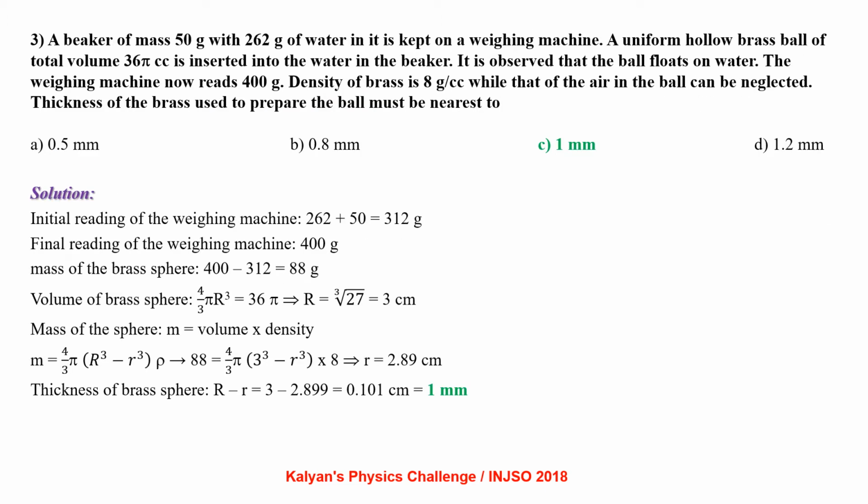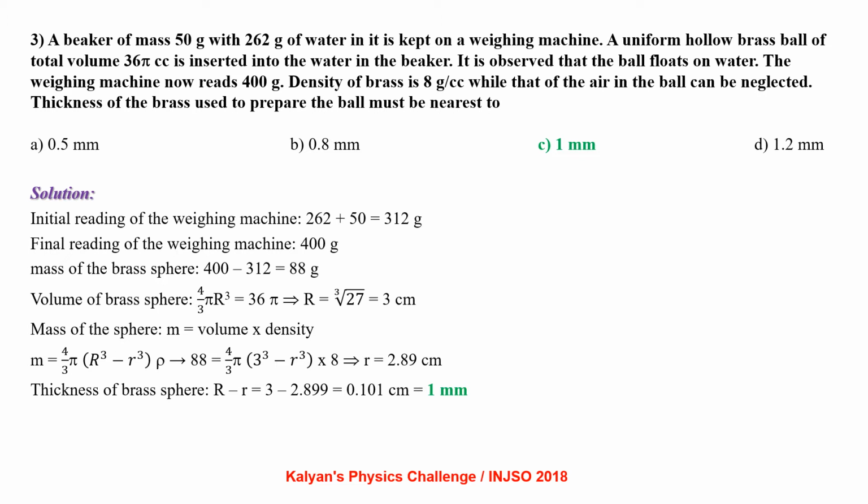A beaker of mass 50 gram with 262 gram of water in it is kept on a weighing machine. A uniform hollow brass ball of total volume 36 pi cc is inserted into water in the beaker. It is observed that the ball floats on water. The weighing machine now reads 400 gram. Density of brass is 8 gram per cc, while that of the air in the ball can be neglected. Thickness of the brass used to prepare the ball must be nearest to?